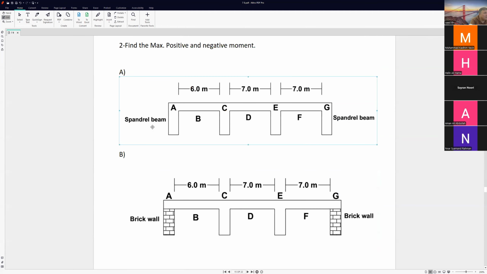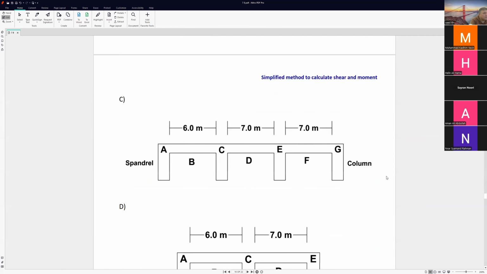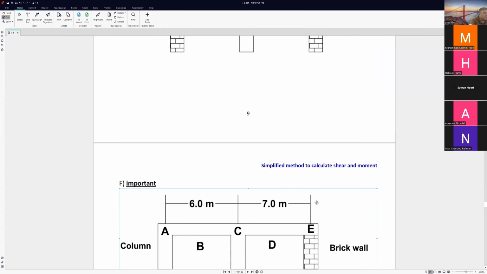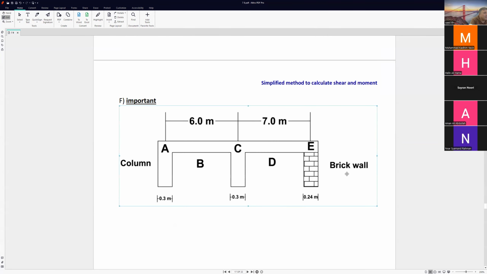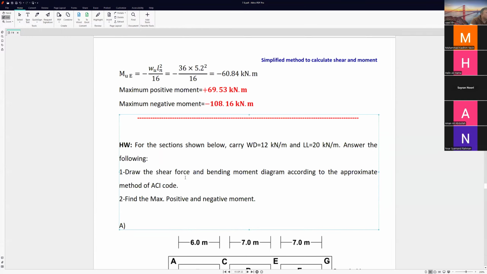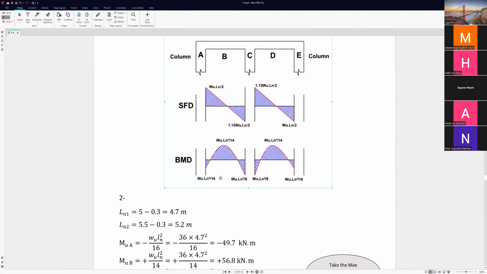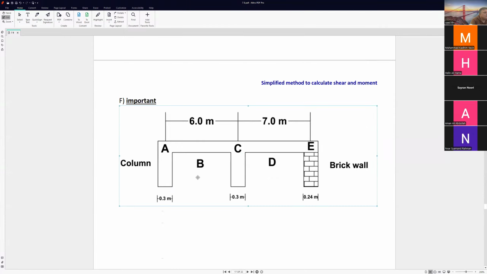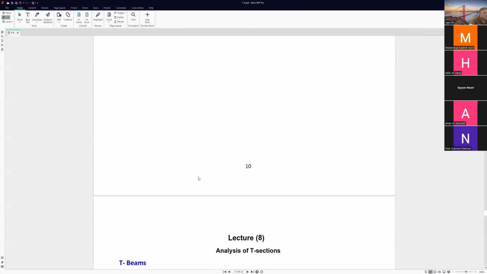For example, you have a spandrel beam, you have a brick wall, spandrel column, beam, you have brick. And here we have, if you have brick wall, and here we have column. If you have brick wall, we have 0, and here we have, I think, WL squared over, which one, 24 or 16, over 16. Like this. Do you have any question?